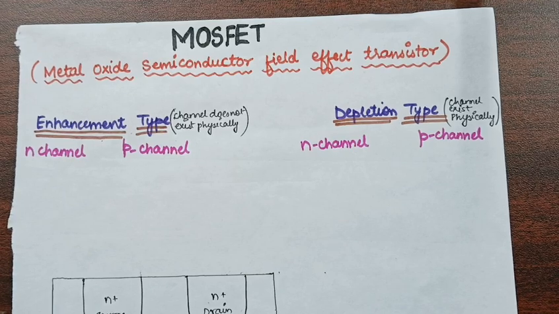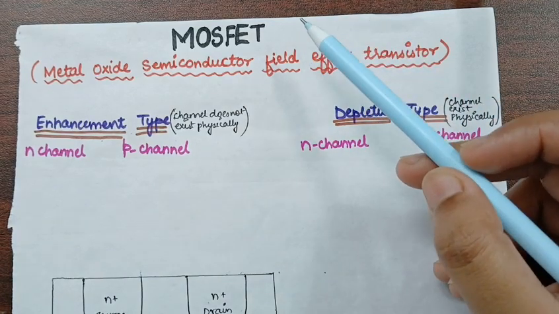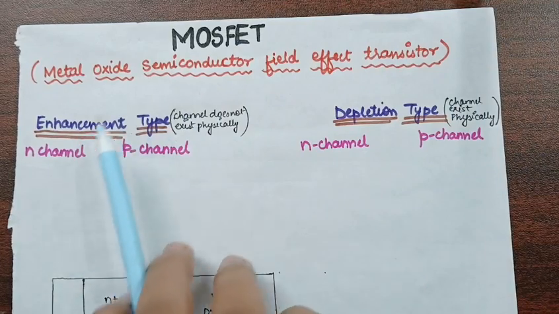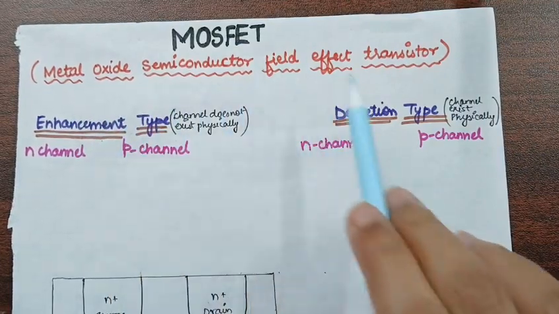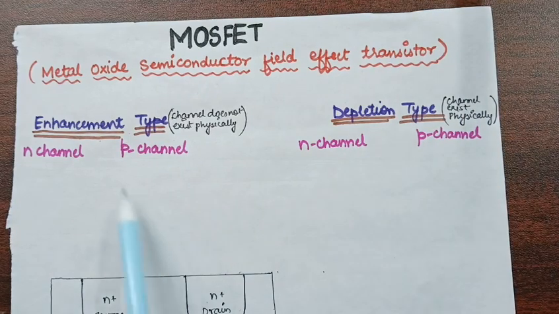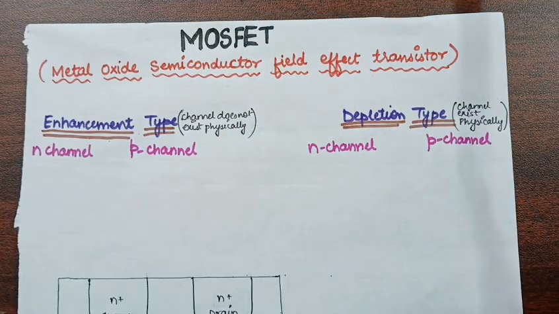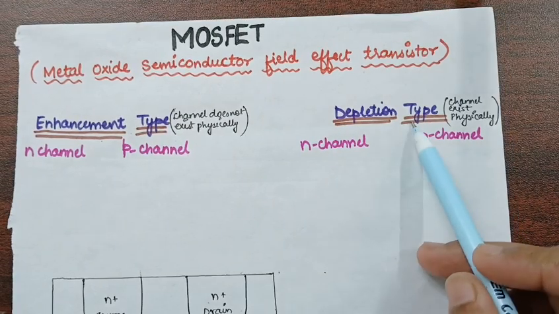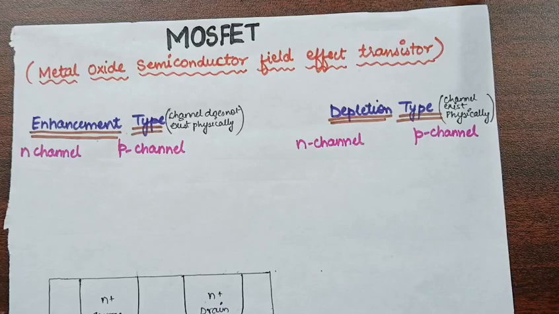In today's lecture, I will be teaching MOSFET. So, MOSFET is a metal oxide semiconductor field effect transistor. It is mainly of two types, that is enhancement type and depletion type. Now, enhancement type is a MOSFET in which the channel does not exist physically, that is, it is created. And depletion type is where the channel exists physically.